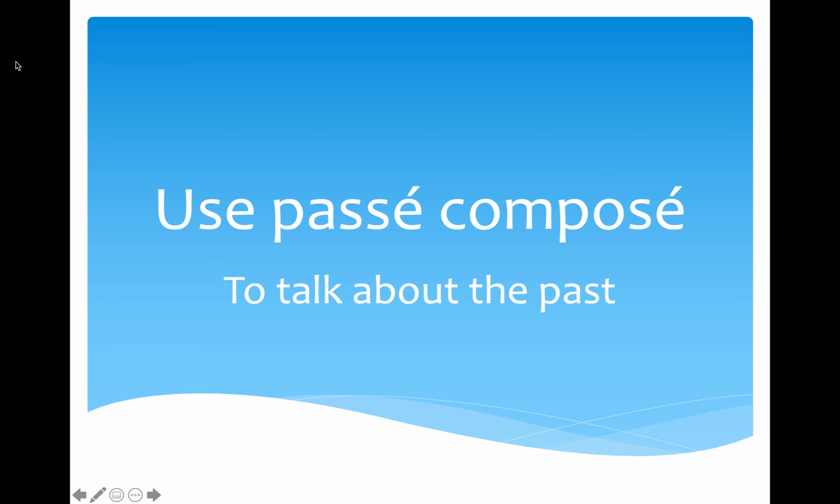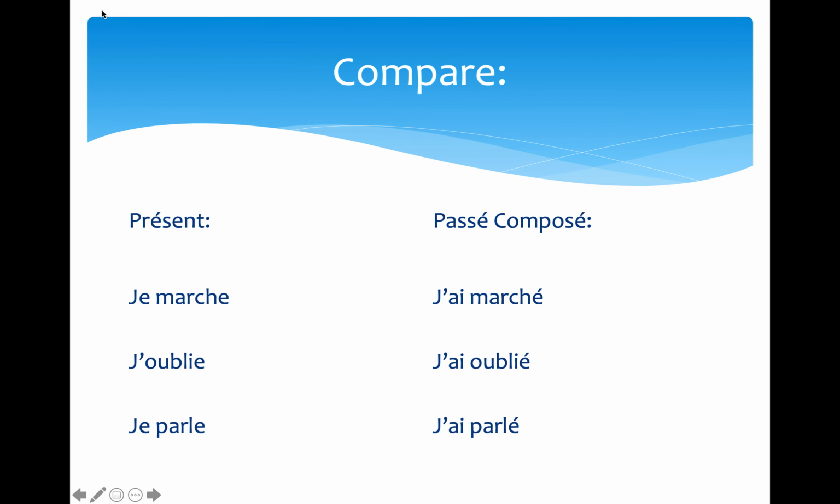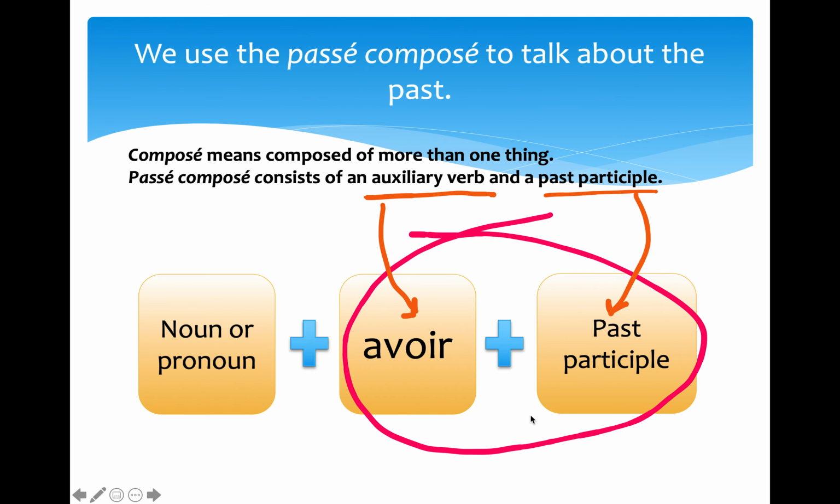The first place we use it is in the passé composé. And remember, we use the passé composé to talk about the past. Compare the present je marche with the passé composé j'ai marché. They really sound different, don't they? Je marche, j'ai marché. That's because marche is conjugated, present tense. Marché is a past participle. J'oublie, j'ai oublié. Je parle, j'ai parlé.